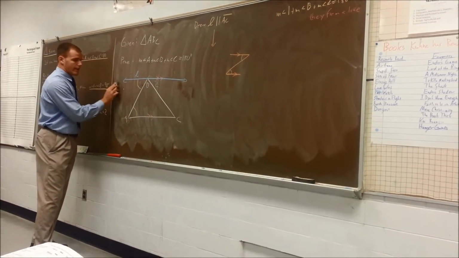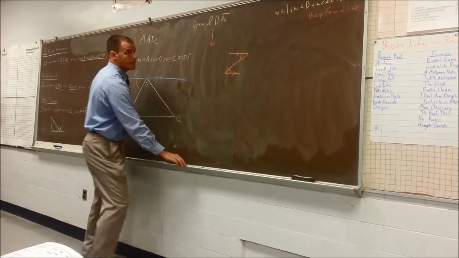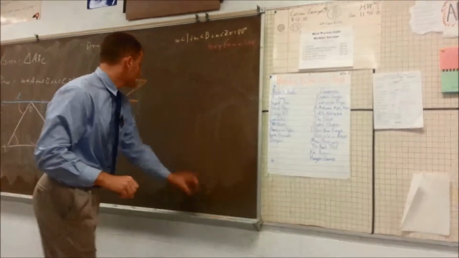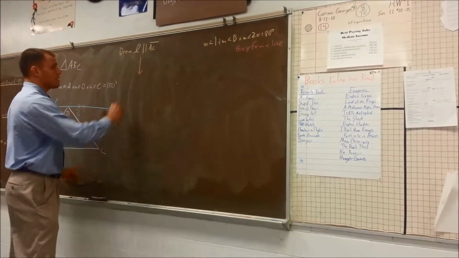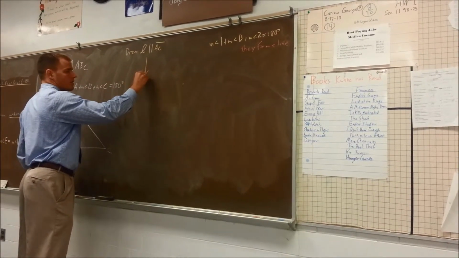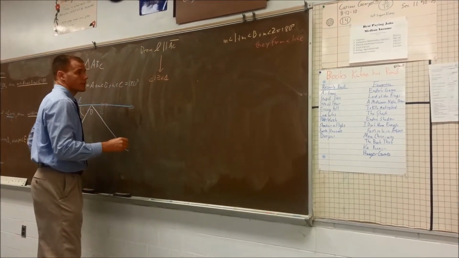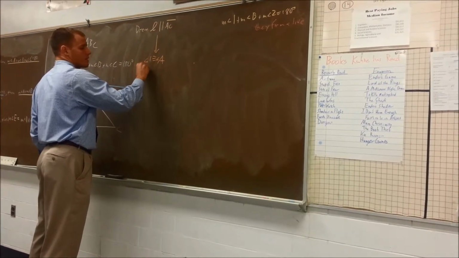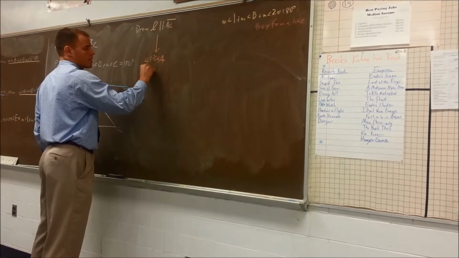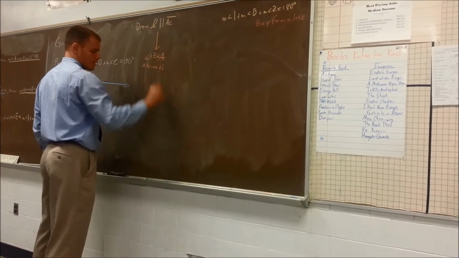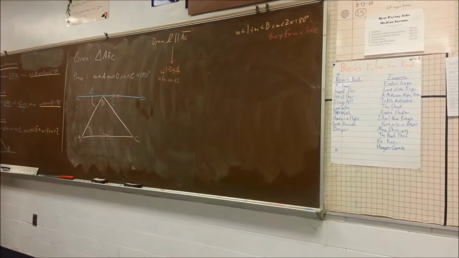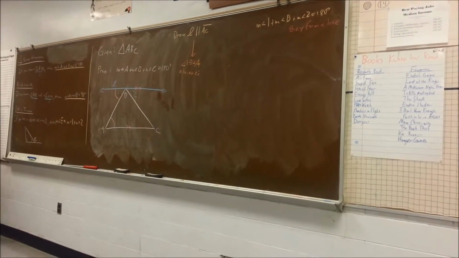All right, so angle 1 is congruent to angle A right here. So this tells us angle 1 is congruent to angle A because they're alternate interior. But not just angle 1 and angle A. What else has to be the same?